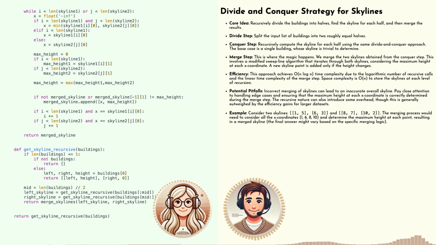So we recursively break down the building list, find the skylines of those smaller pieces, and then use this modified sweep line merge to combine them back up. Right. It's like a bottom-up approach to building the skyline. Exactly. And the efficiency is pretty impressive. So this divide and conquer strategy, combined with that merging technique, gives us a time complexity of, you guessed it, O of n log n, just like that priority queue sweep line method we talked about earlier.